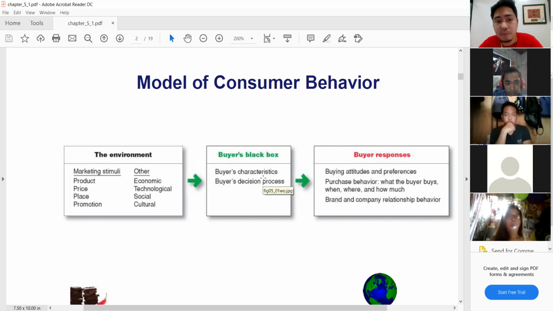These are marketing stimuli. And we also have external factors. We have economic, technological, social, cultural, political, legislative, environmental. So among others, these form the great external environment. And this external environment has an impact on our consumption. So, ano yung impact niya sa atin? So, we call our thinking, you know, we call our biases, preferences as black box. The black box contains your characteristics.